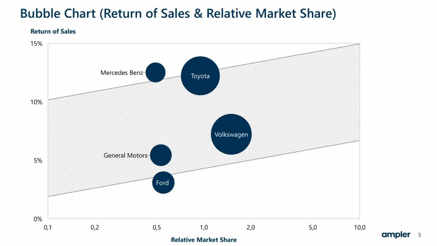Remember, the x-axis should be logarithmic when using this kind of band as it emphasizes relative differences rather than absolute differences, which aligns with how relative market share is interpreted. In Ampler, you can simply toggle on the band without calculating anything.